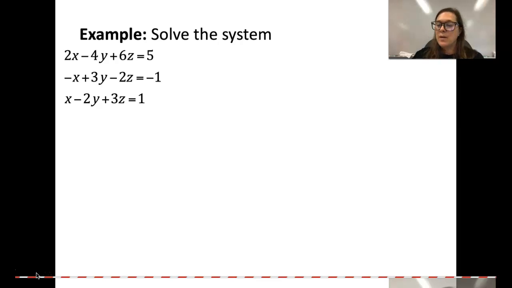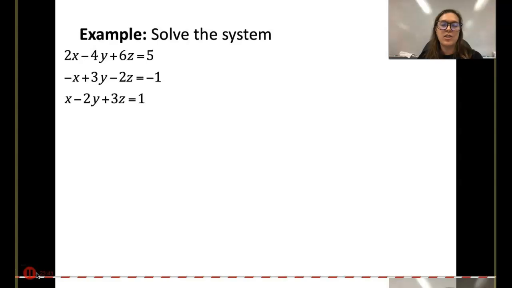So what happens when we get things canceling out from each other? So here we have 2x minus 4y plus 6z equals 5, and negative x plus 3y minus 2z equals negative 1. X minus 2y plus 3z equals positive 1. Right away, I see x is going away. That makes me happy. So let's combine those two together to get y plus z equals 0.